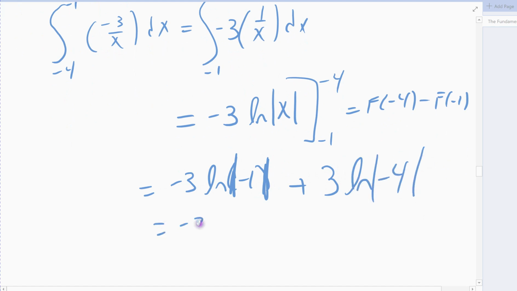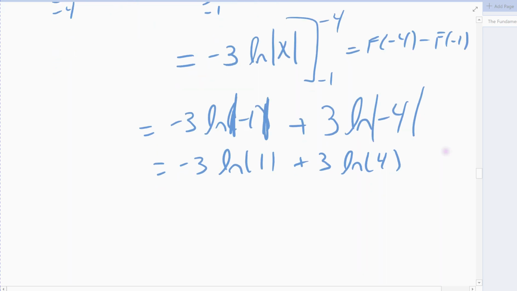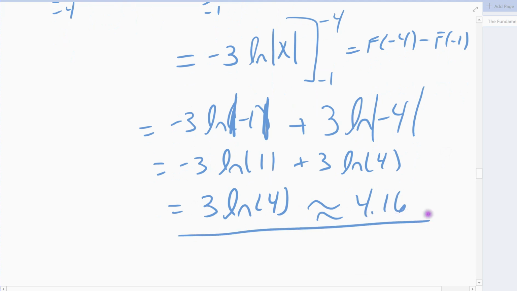And so it's negative 3 times the natural log of positive 1, right? The absolute value of negative 1 is positive 1. Plus 3 times the natural log of 4. And the natural log of 1 is 0. And so this simplifies to 3 times the natural log of 4, which is exactly what it's equal to. And then you find the approximation, which is about 4.16.